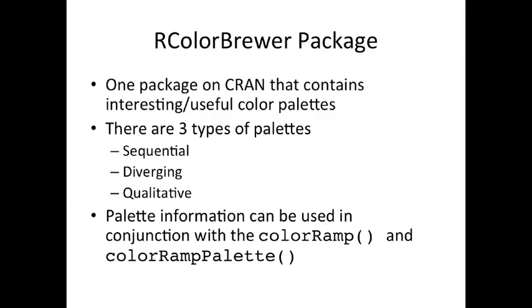The last color palette is the qualitative palette, which is just used to represent data that are not ordered. So these can be factors or categorical data that don't have any specific ordering, they just have different values. The palette information that you get from the RColorBrewer package can be passed to functions like colorRamp and colorRampPalette to be used in the plotting functions in R.